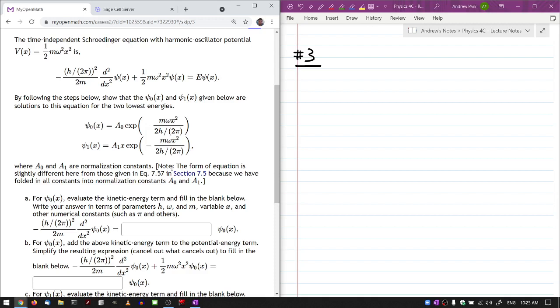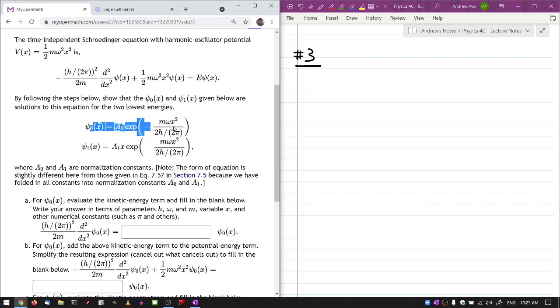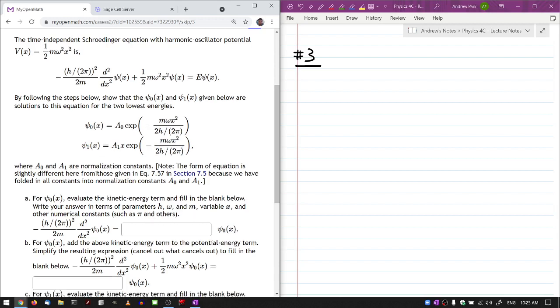These two wave functions give you the equations for the two lowest energies. This is the ground state with the quantum number n equals 0, and this is the first excited state with the quantum number n equals 1.